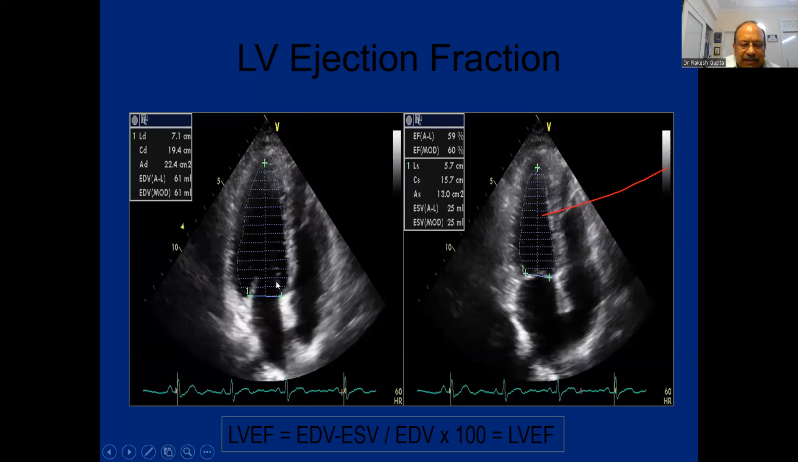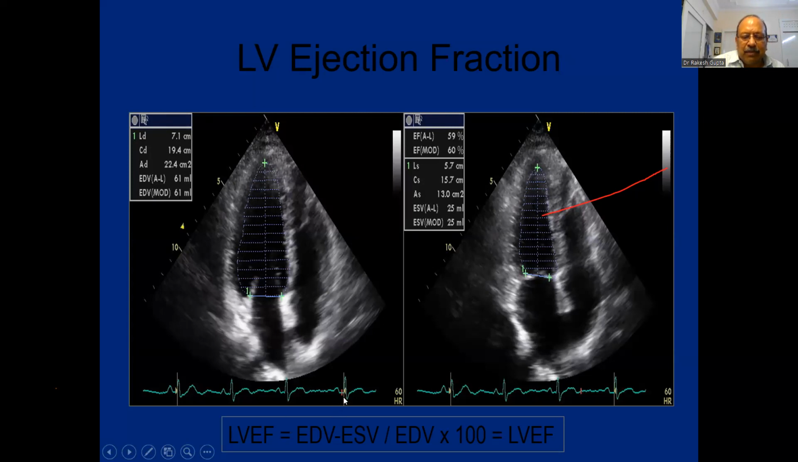If you multiply this LV area into length, it'll give you a volume. And that's what is depicted over here. Length is 7.1 centimeter. Then area is 19.4 centimeter. End diastolic volume is 61. End diastolic modified volume is 61 ml. This is all given by a machine. You don't have to really look for all these kinds of things.